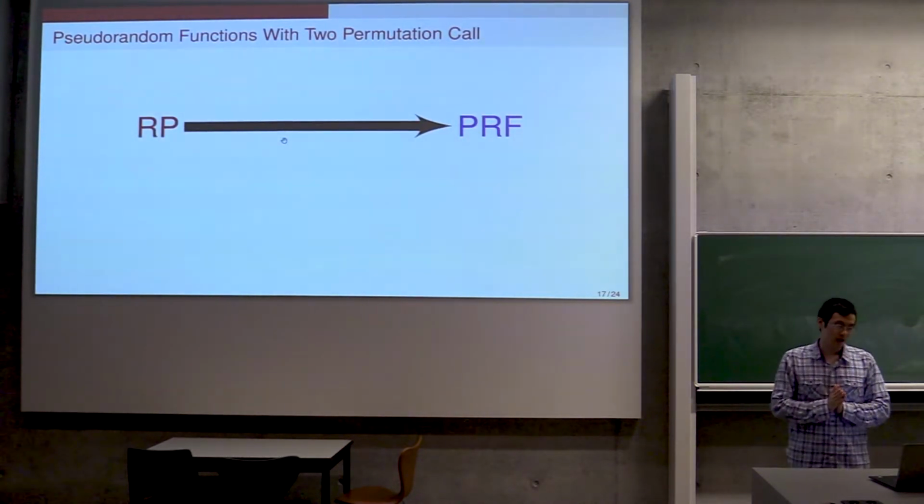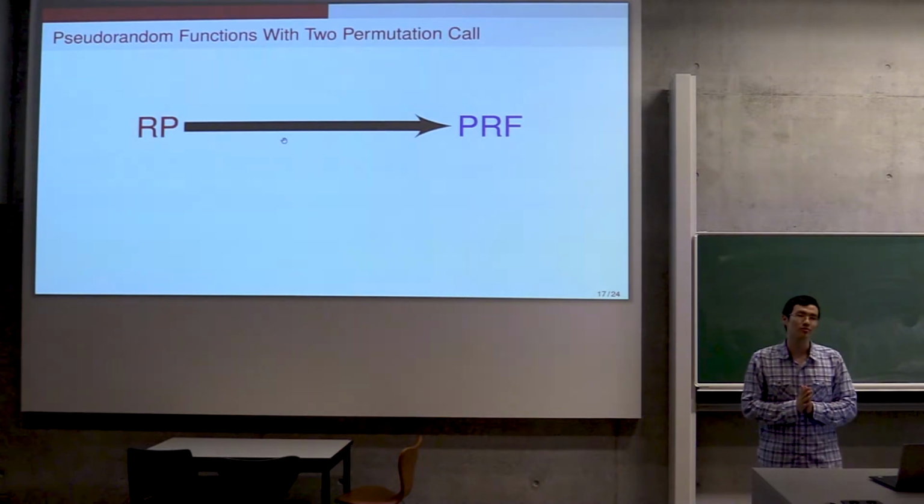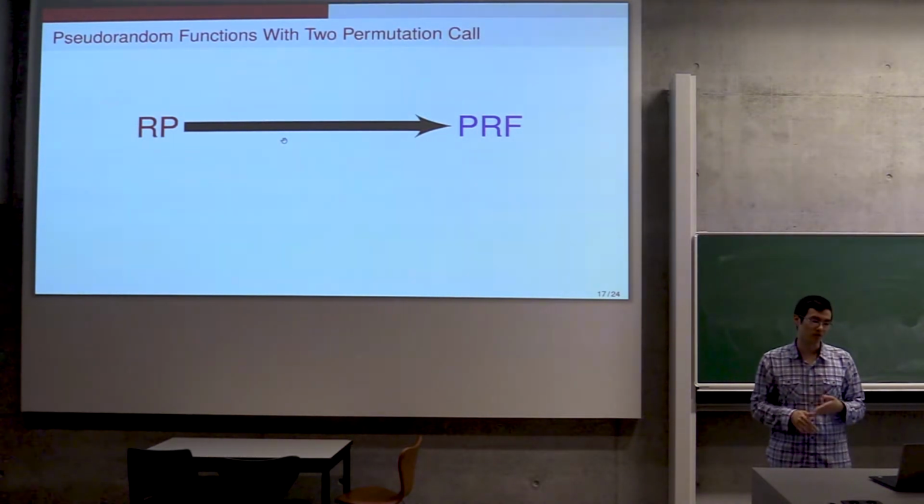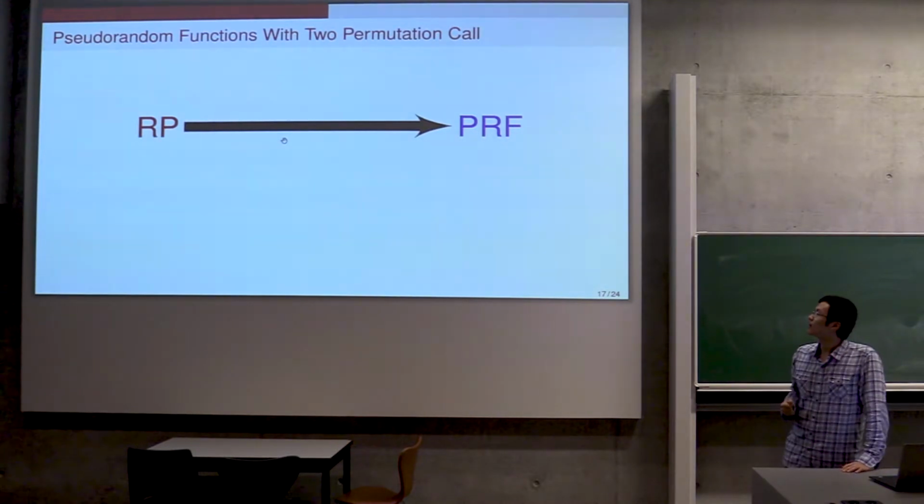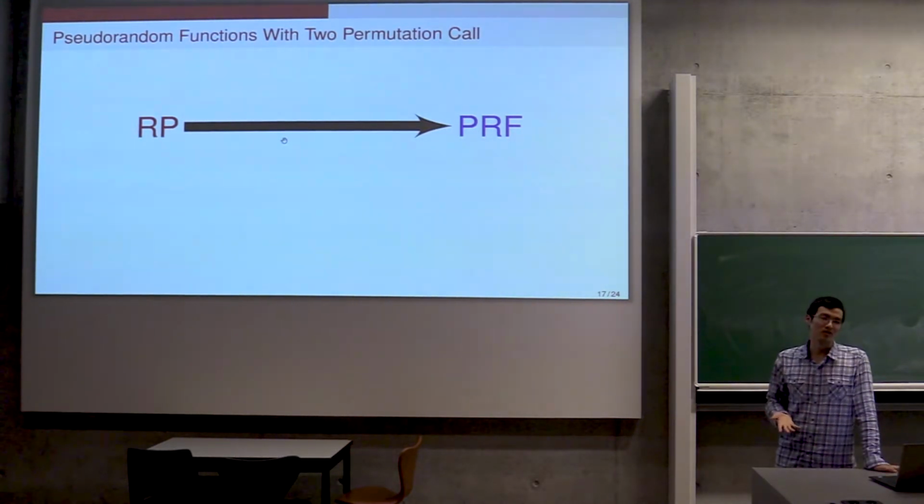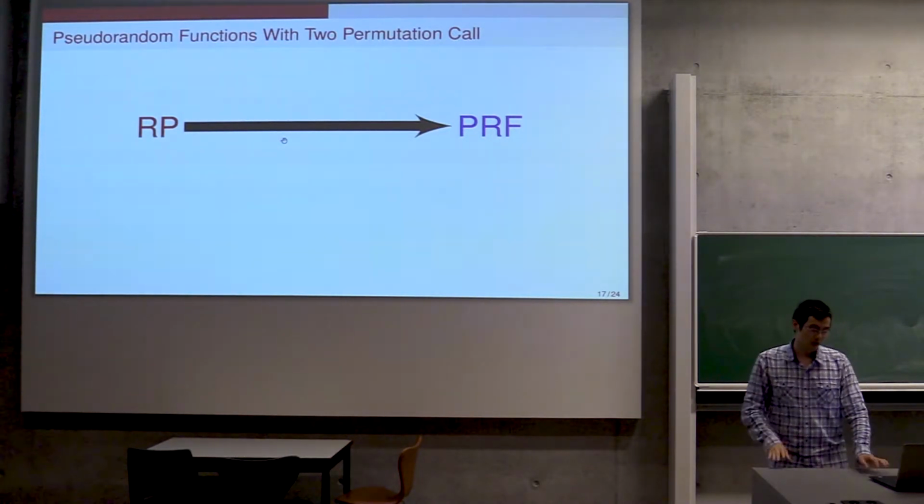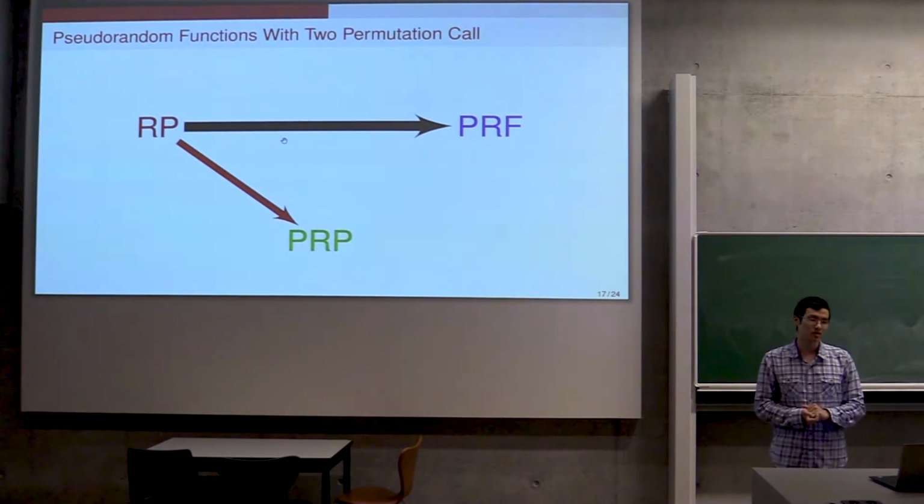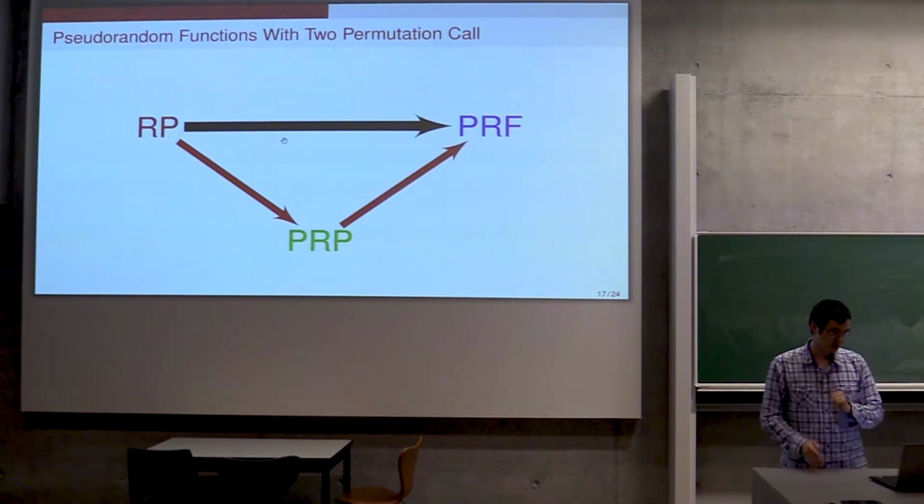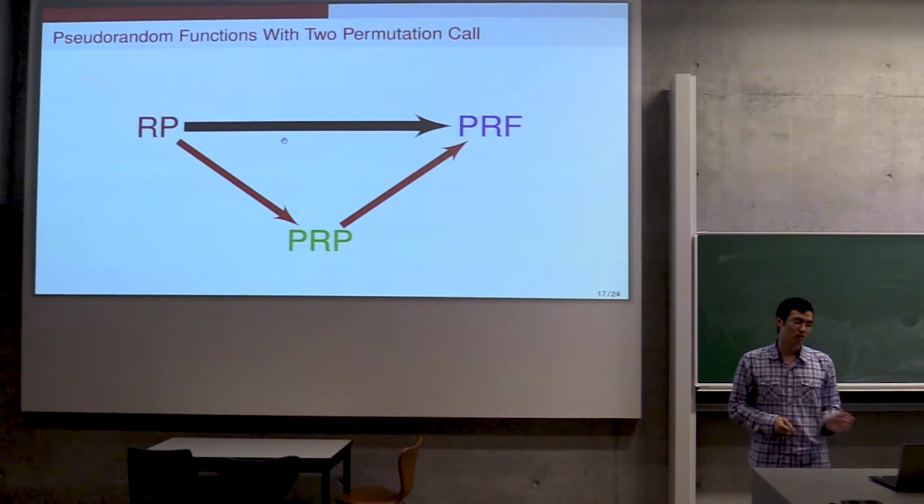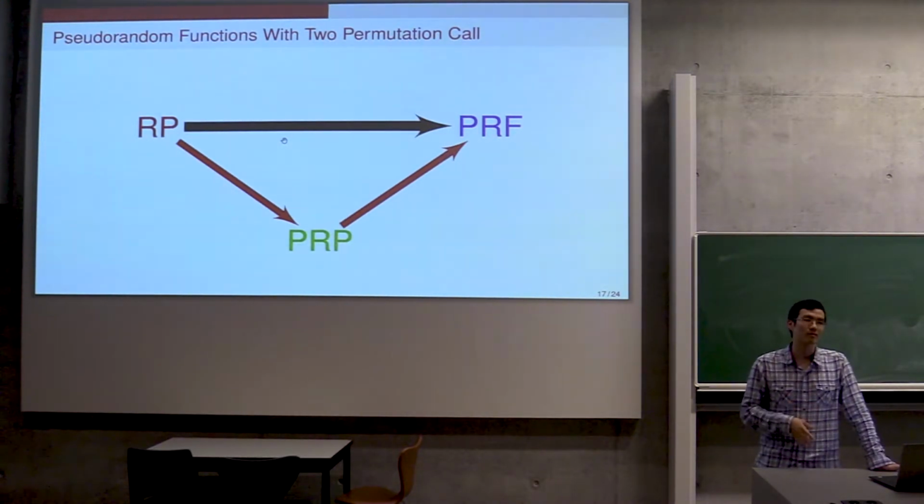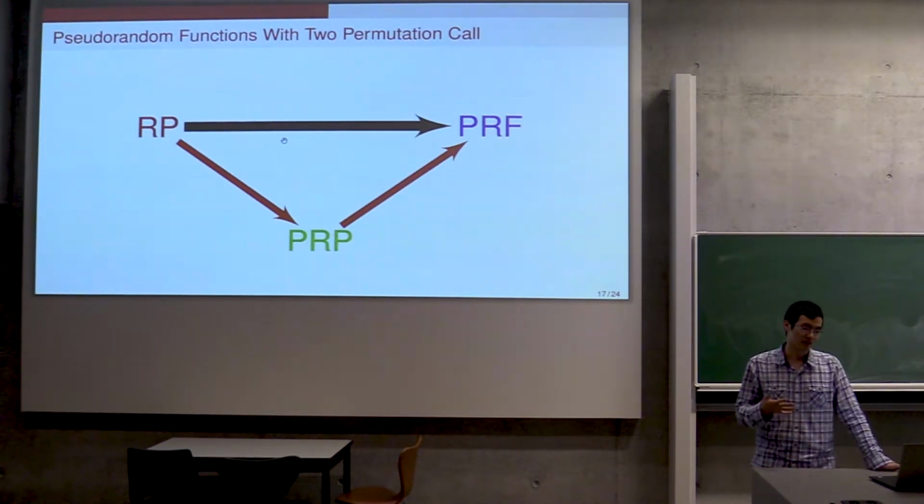So now, we see that we cannot achieve beyond birthday security with just one permutation call. So we're going to consider two permutation calls now. Instead of just designing a PRF using a random permutation, we can first design a PRP using random permutations and then use this PRP to design a PRF. For example, we can first get an Even-Mansour cipher using the random permutations, and then use this Even-Mansour cipher in the Sum of Permutations to get a PRF.